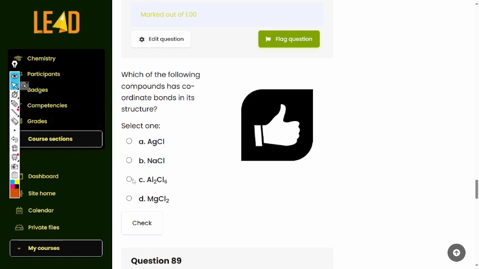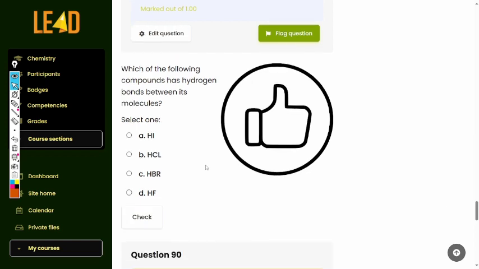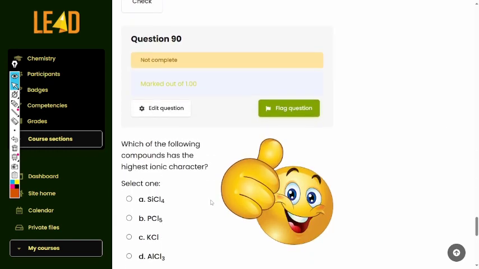Okay, so C. 89. Which of the following compounds has hydrogen bonds between its molecules? So hydrogen bonds is formed between hydrogen and a very electronegative element. Of all those halogens we see here, the most electronegative is fluorine. So it means hydrogen and fluorine would give us hydrogen bond because of the high electronegativity of fluorine. So the answer is hydrogen fluoride.